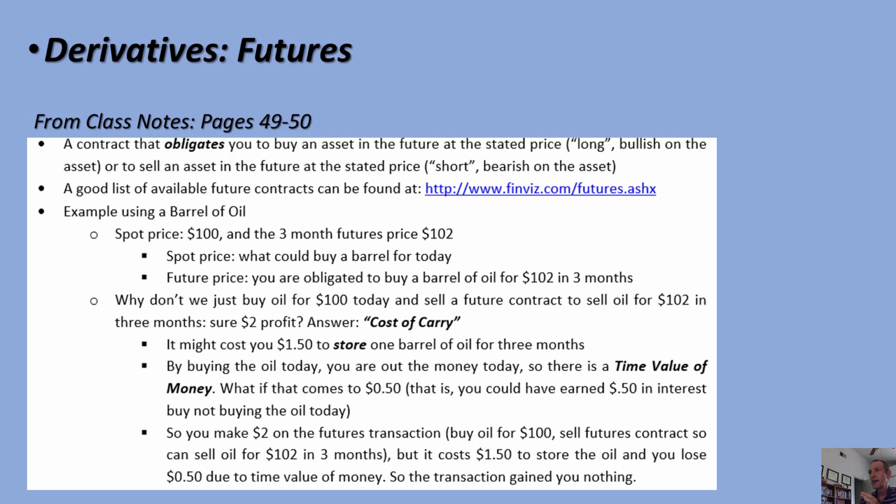If you're long on that asset, it obligates you to buy the asset in the future, so you're bullish on that asset. Or it obligates you to sell. So if you buy the futures, you go long the future, that means you're expecting the price of the underlying to rise. If you go short a future, then you're expecting the price of that thing to fall. So if you go long on oil futures, you're expecting oil prices to go up. If you go short oil futures, you're expecting prices to go down.